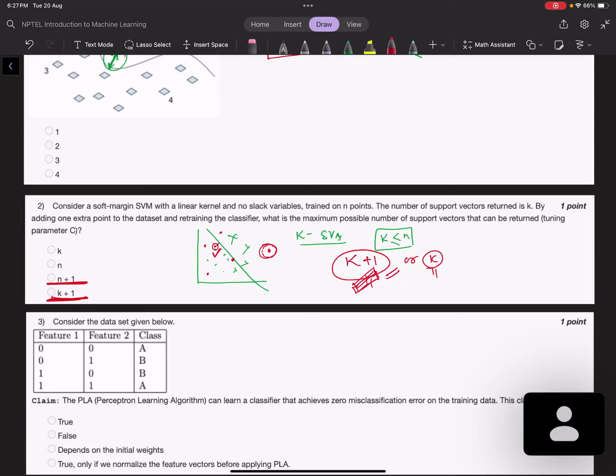So by changing all these things, the maximum we can get is n+1. So the answer would be n+1, even if it is k for n. So it's just given, right?